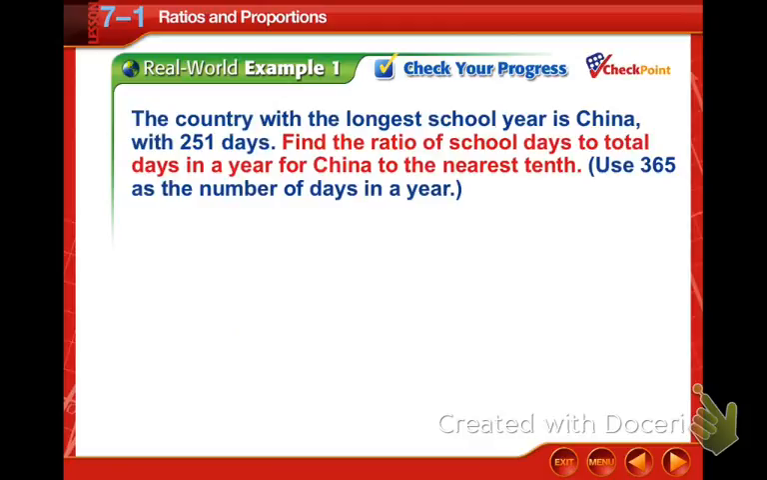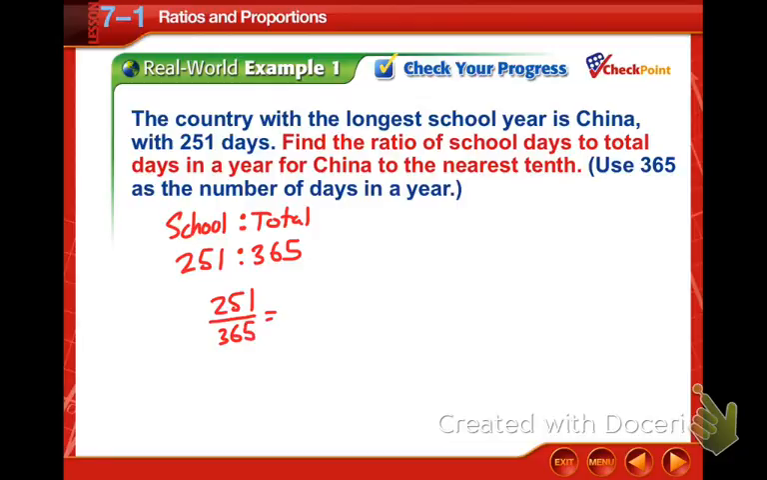This next one here wants us to look at the school days in a year in China. So we want school days to total days. So that's going to be 251 to 365. Can't simplify these, so 251 over 365. It does say to give it in decimal form, rounded to the nearest tenth. So 251 divided by 365, rounded to the nearest tenth, is 0.7.